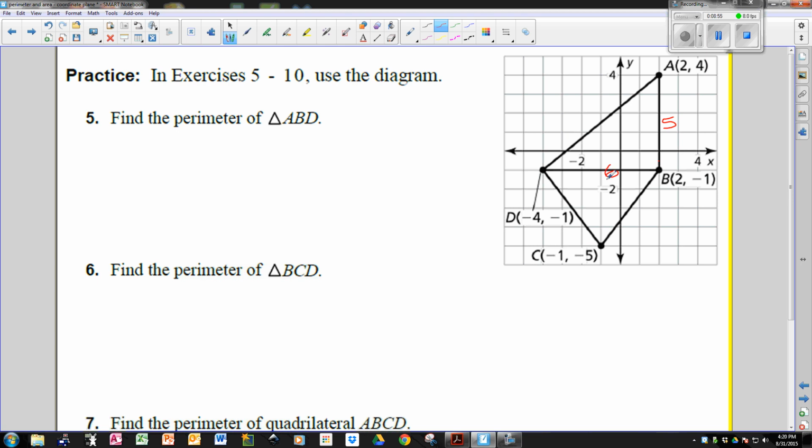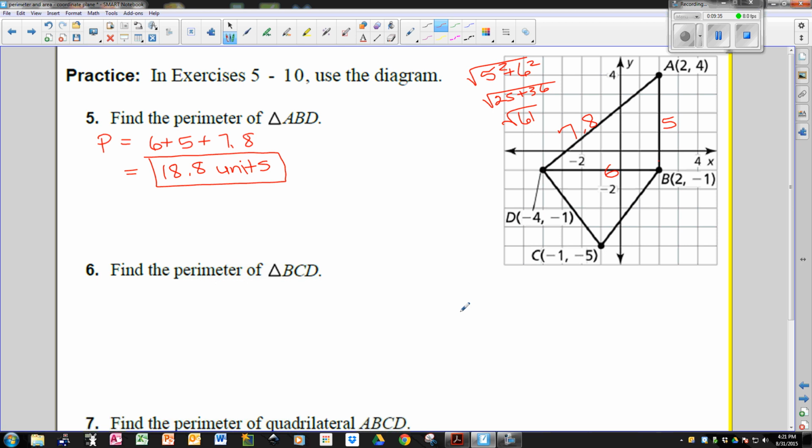That one's 6. So I'll do 5 squared plus 6 squared, and then I'm going to need to take the square root. So 25 plus 36 is 61. Take the square root, you get 7.8. Then the perimeter would be 6 plus 5 plus 7.8, so that would give me the perimeter as being 18.8 units. So there's my answer.